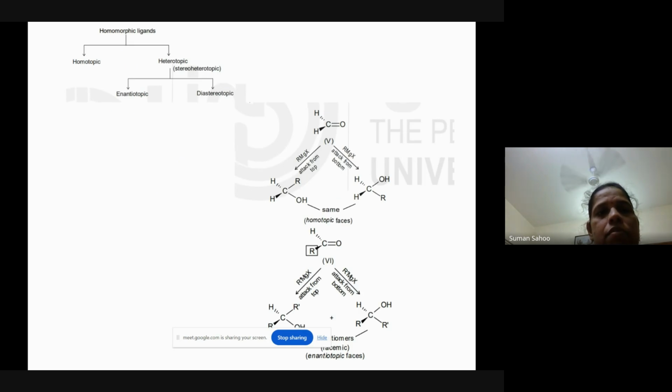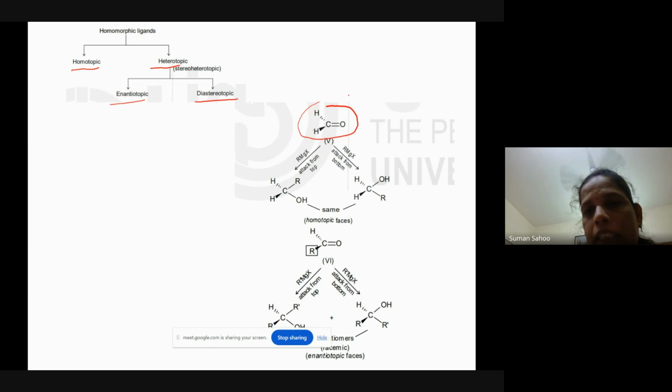From this, we get to know that our homomorphic ligands can be divided into homotopic and heterotopic. The heterotopic ones we can also call stereoheterotopic, which can be enantiotopic and diastereotopic. So the ligands are homotopic, heterotopic, enantiotopic, and diastereotopic. But sometimes we have homotopic faces or heterotopic or enantiotopic faces. Suppose we take the example of this carbonyl carbon, where both of the groups are the same.